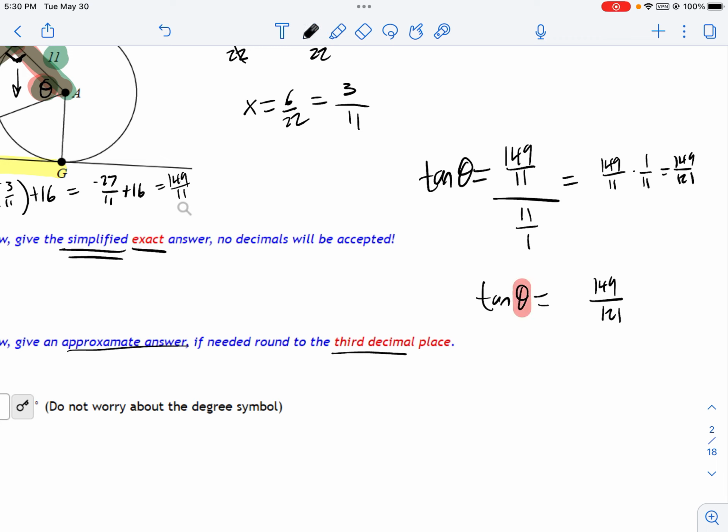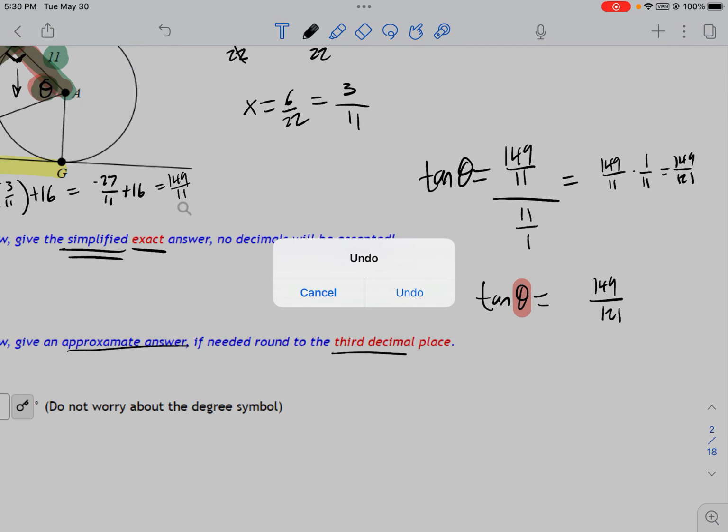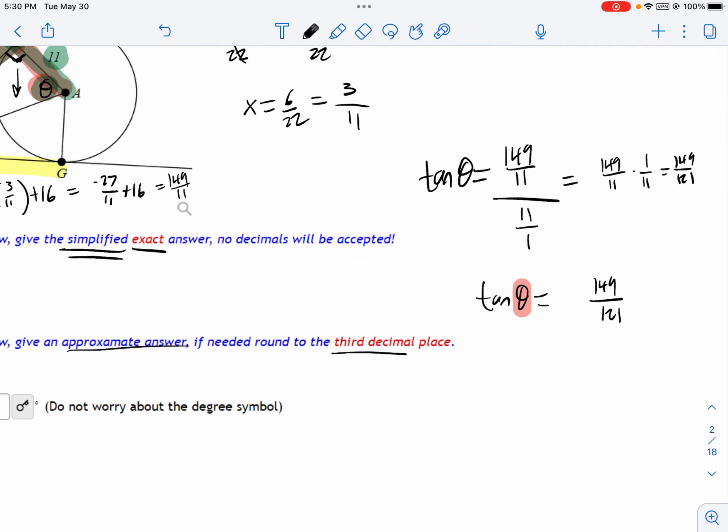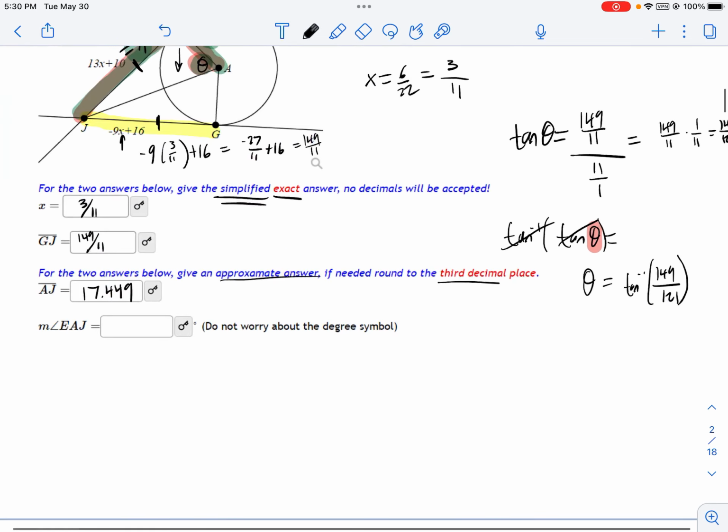It's attached to a tangent right now, and we can only undo tangent with its inverse operation, inverse tangent, which means that we have inverse tangent to this thing, inverse tangent to that thing, right? These will cancel out. They leave you with your theta, and we get theta equals this thing, the inverse tangent of 149/121.